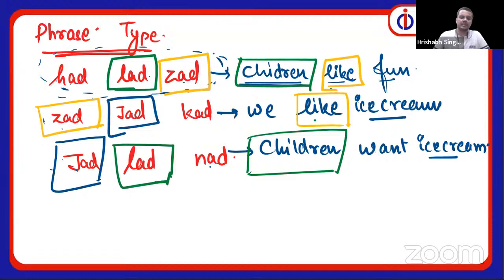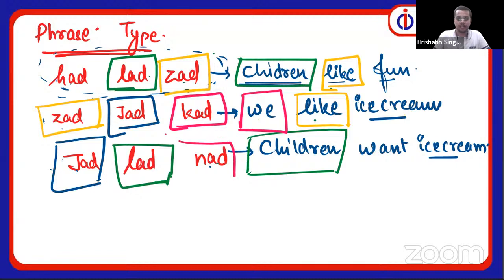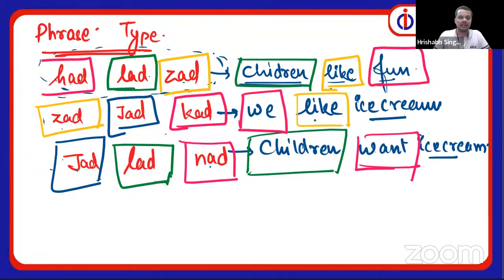ठीक है. अब जैसे यहाँ पे देखो कैड बचा है, KAD कैड. आइसक्रीम हो गया, लाइक हो गया, बचा वी. सो कैड इज वी, ठीक है. अब यहाँ जैसे नैड बचा है, यहाँ बचा है नैड, यहाँ बचा है वॉन्ट. सो नैड एंड वॉन्ट. Okay, and here it is fun. What is left here? Had.